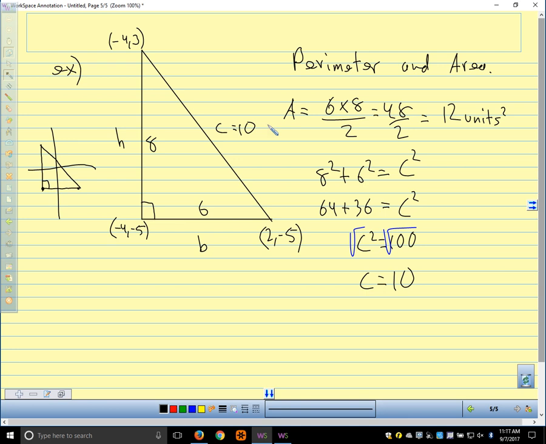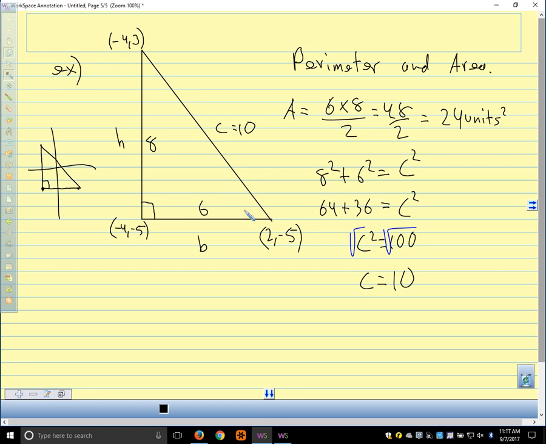The area of 48 divided by 2 is supposed to be 24. Yes. Thank you. See, when I make mistakes like that, I'm seeing if everybody's paying attention. Hands up, paying attention. Thank you.